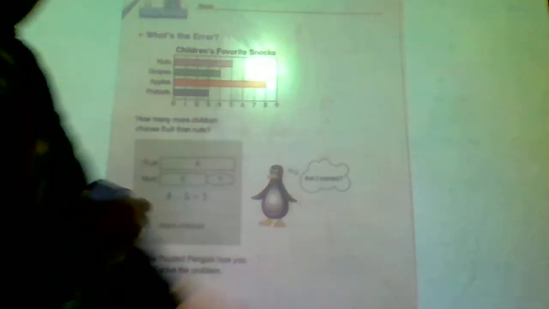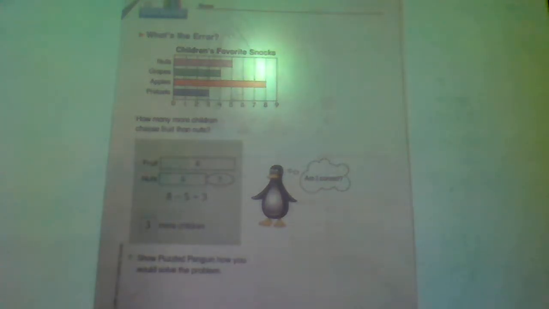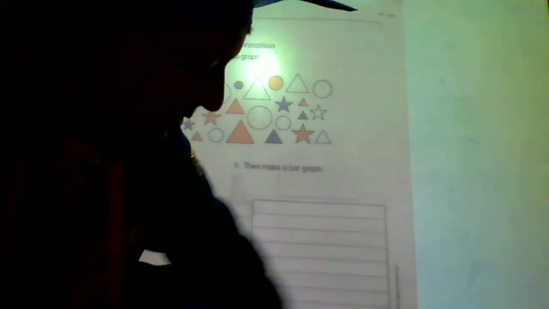And on to our last page. This is a pretty big math assignment. Last page. This is kind of a fun one. I think this is fun. So we've been doing horizontal bar graphs and vertical bar graphs, all right?